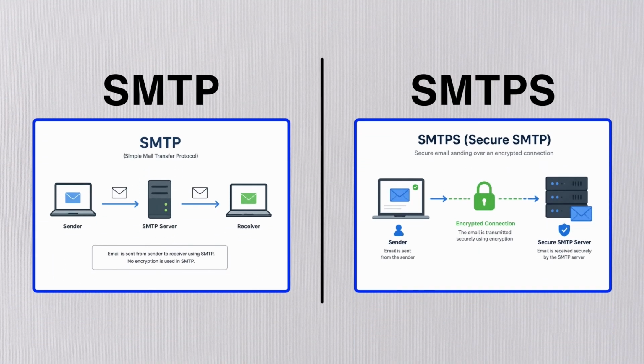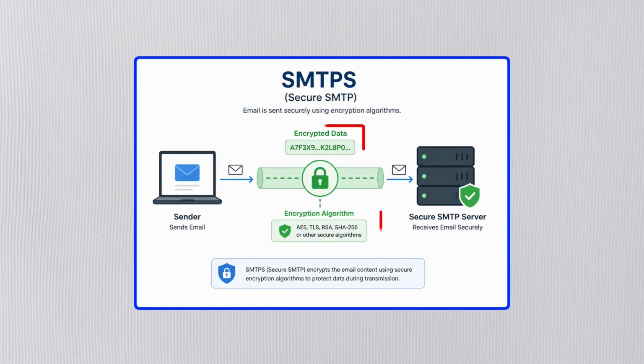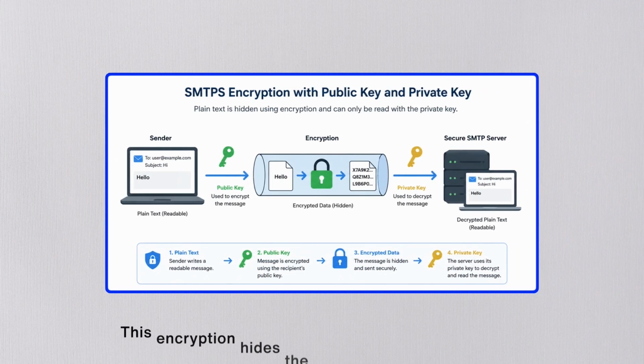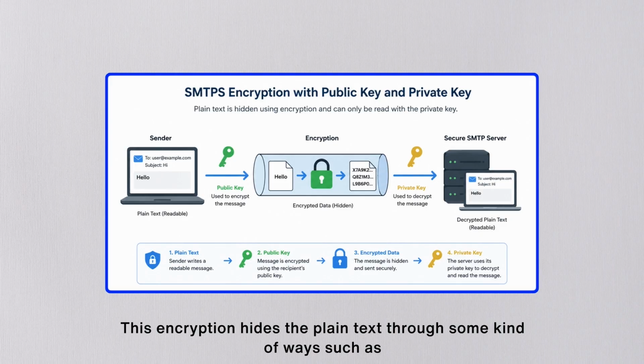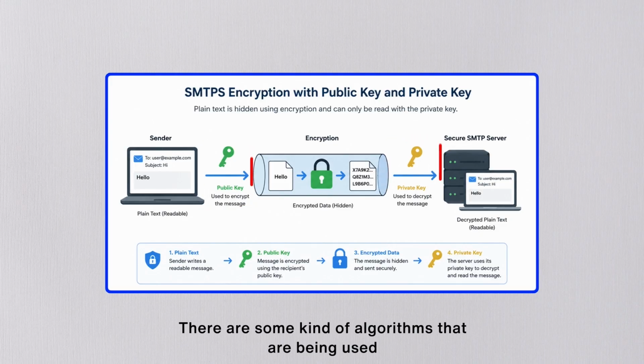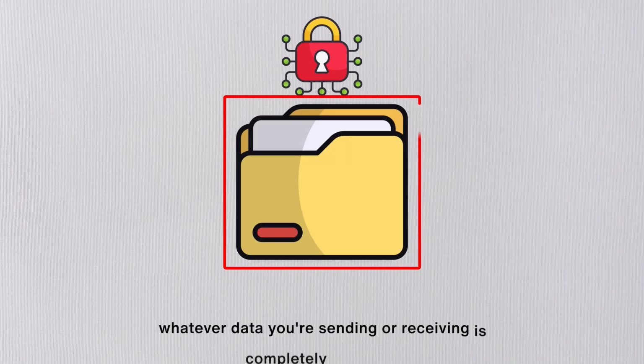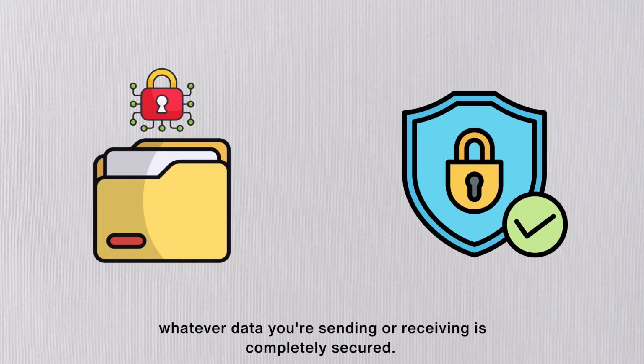And by the way, SMTP is different from SMTPS. The difference here is the encryption itself. It's similar to HTTP and HTTPS. The S is just for secured. What does secure mean? It means you're not sending everything as plain text. You're encrypting the data through some kind of algorithm. This encryption hides the plain text through some kind of way, such as a public key and private key. There are algorithms being used to encrypt the data to make sure that whatever data you're sending or receiving is completely secured.